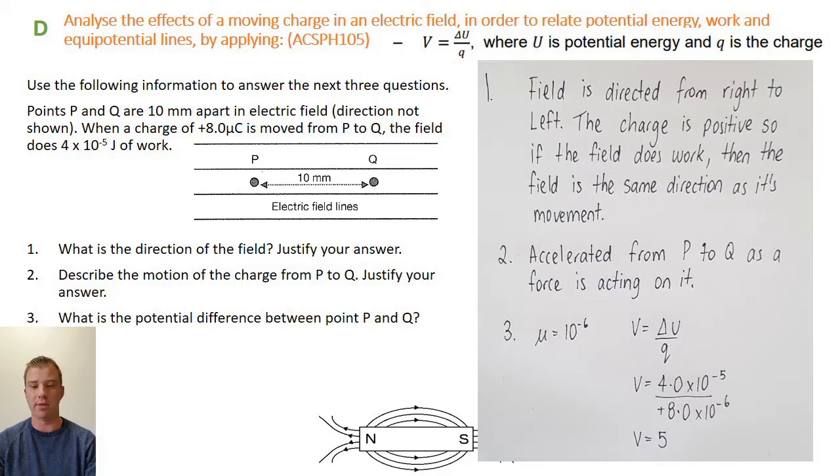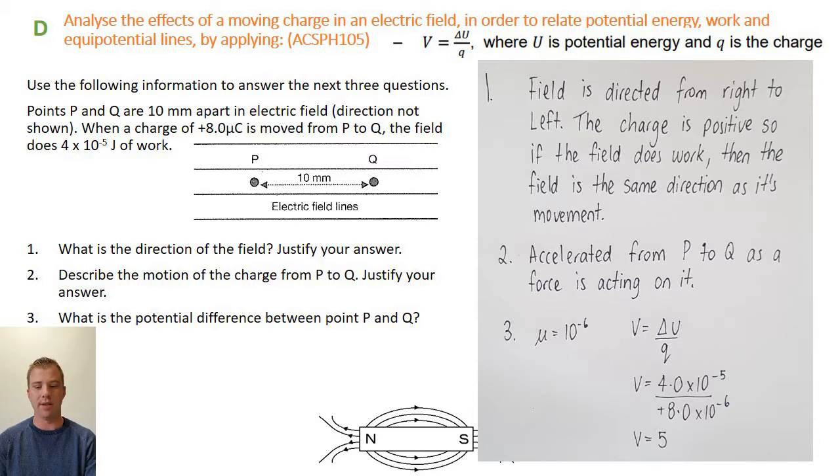So let's have a look at my responses. The field is directed from right to left. The charge is positive, so if the field does work, then the field is in the same direction as the movement. You can see that by the positive charge given in the question. Now, describe the motion: it's accelerated from P to Q as the force is acting on it. So it's going to be moving from P to Q and accelerates in that direction. It just goes with the flow, the positive charges. We just learned that from our theory.